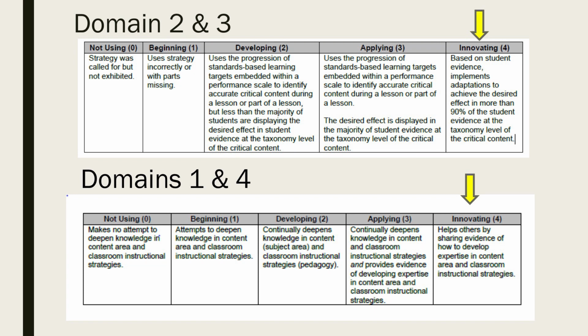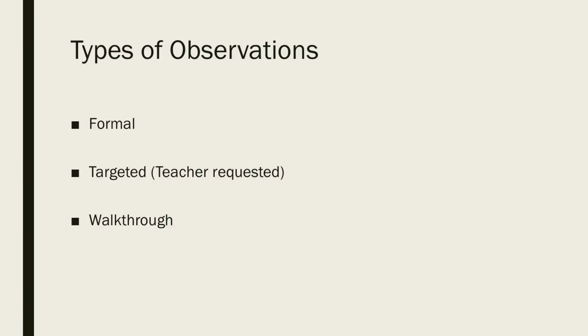Let's look at an example from Domain 4, Professional Responsibilities. In the scale for the element Maintaining Expertise in Content and Pedagogy, the description for innovating reads, helps others by sharing evidence of how to develop expertise in content area and classroom instructional strategies. Our old model used to say, is recognized as a leader. In the new focused model, the description is more focused on the action of helping others. This is true for many of the elements in Domains 1 and 4 of the focused model.